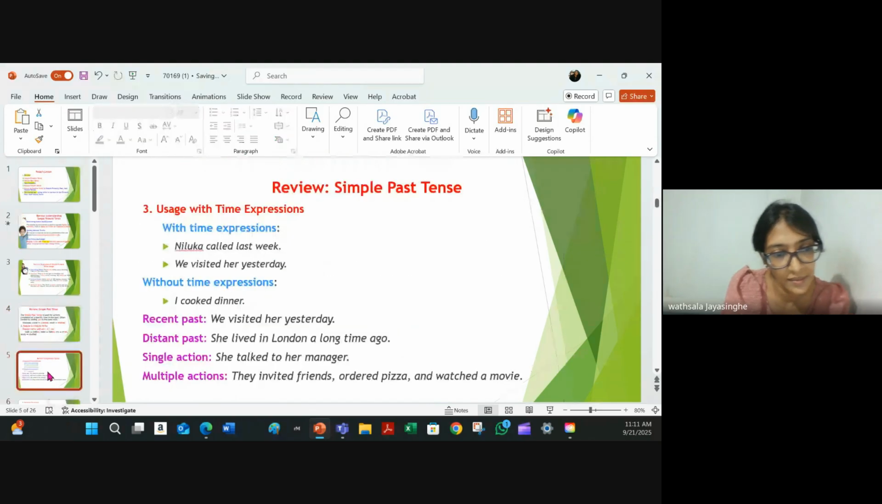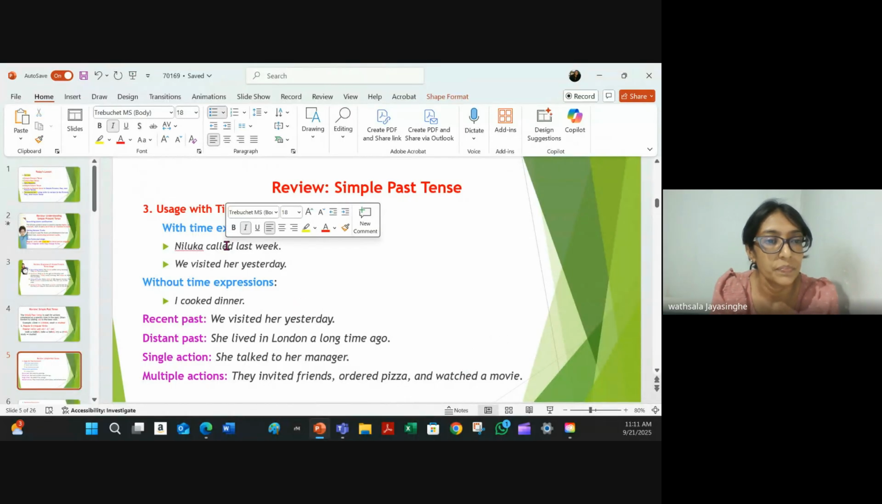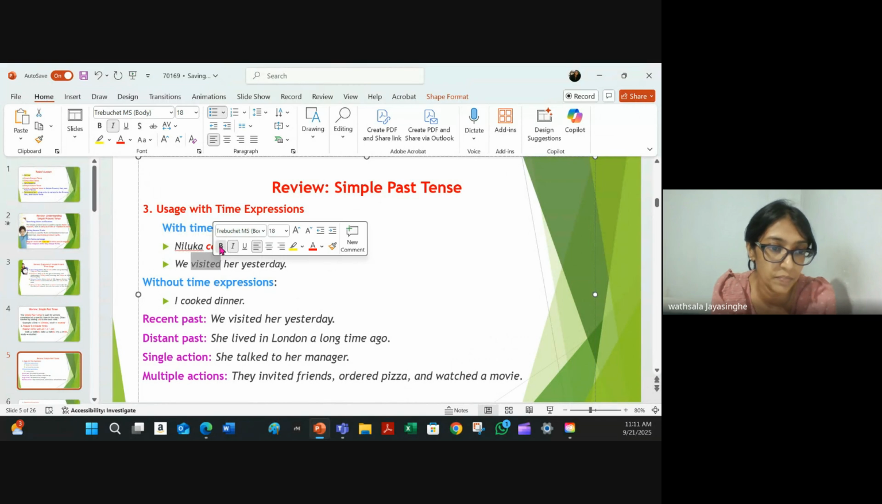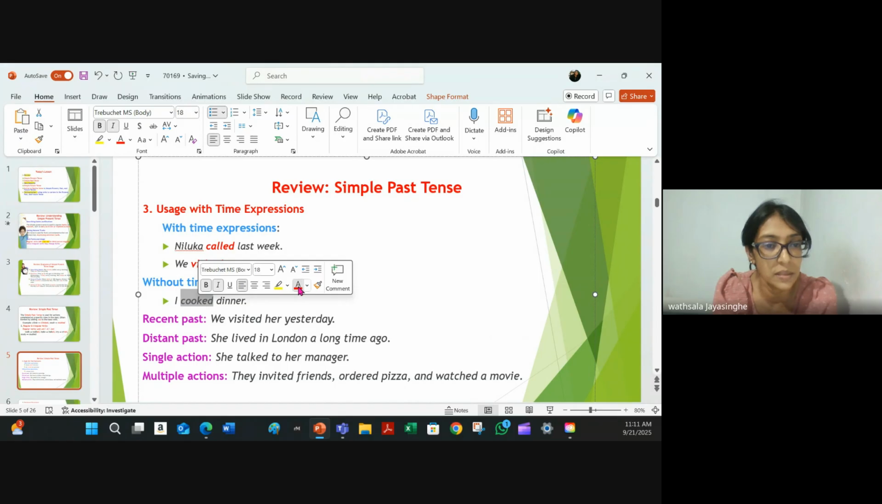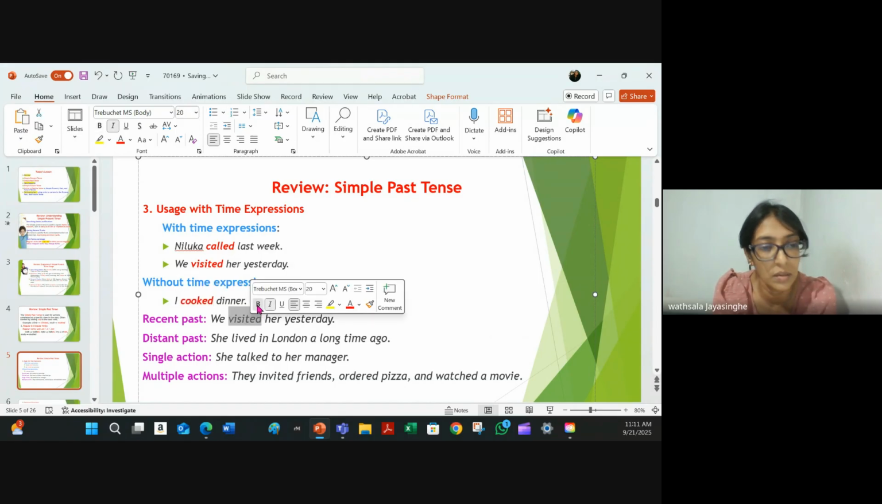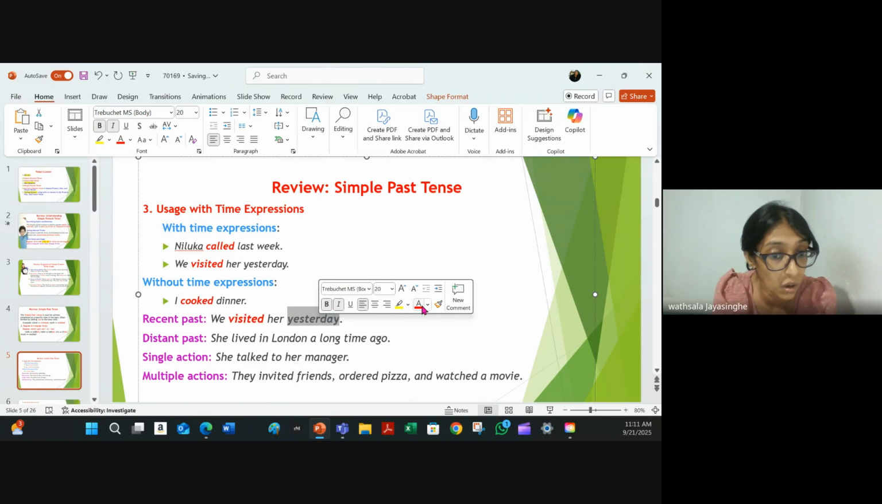Let's move to the next slide. Usage with time expressions and without time expressions. With time expressions means: Niluka called last week. We visited her yesterday. Without time expressions: I cooked dinner. We can use recent past: we visited her yesterday. And distant past: she lived in London a long time ago.